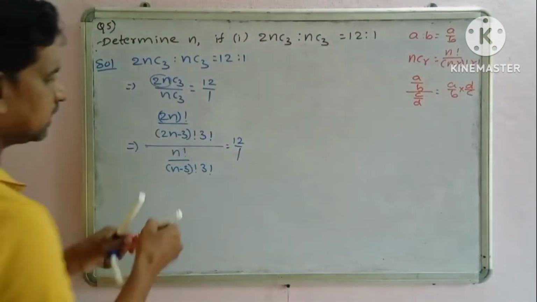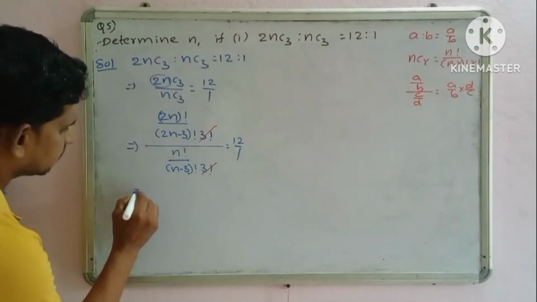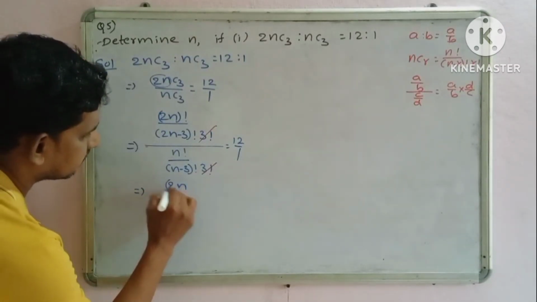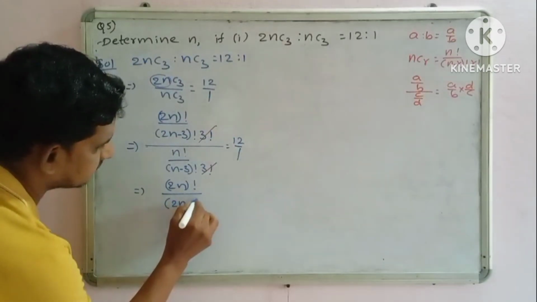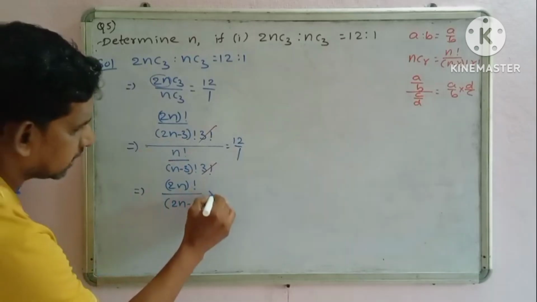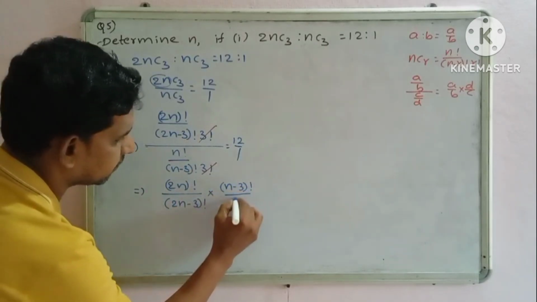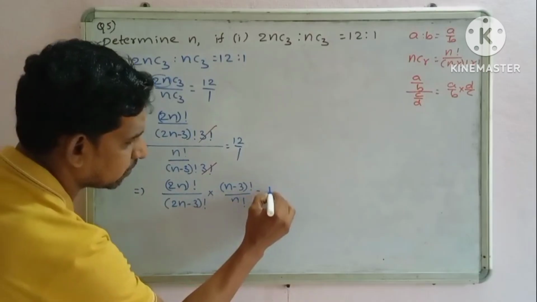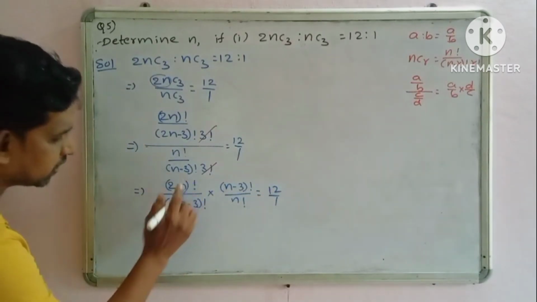Now here 3 factorial can cancel. 2n factorial by 2n minus 3 factorial, see A by B by C by D, into n minus 3 factorial by n factorial equals 12 by 1. 12 by 1 is nothing but 12, so write 12 by 1, no problem. So now see 2n factorial.